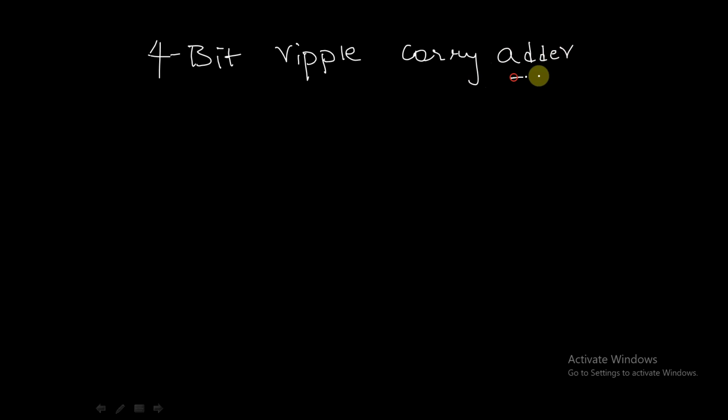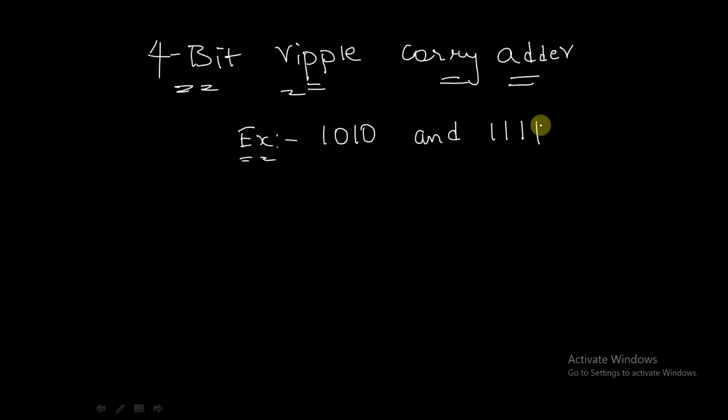Now let us see the structure for this ripple carry adder. Let us consider a 4-bit ripple carry adder, where we are going to add 4 bits. That means we are going to add, for example, 1010 and 1111. These two we are going to add.